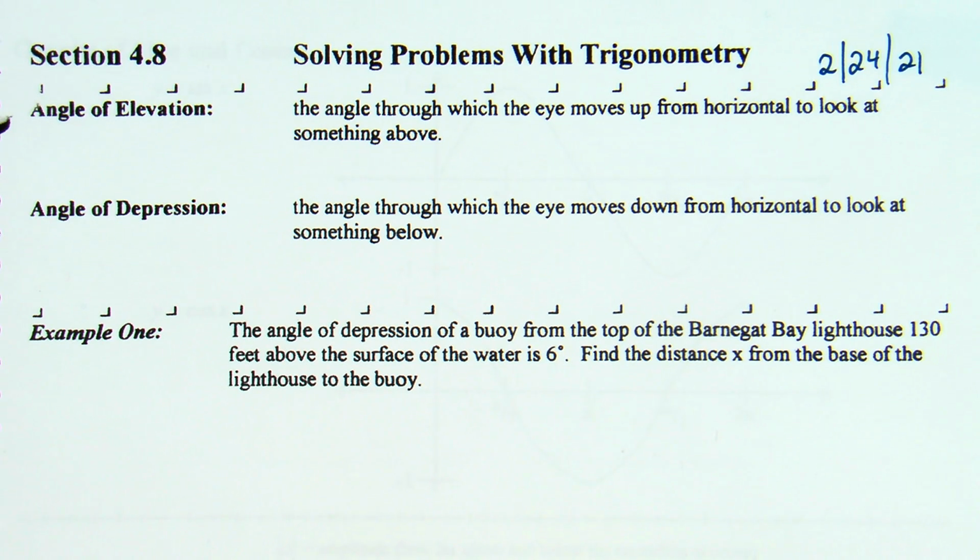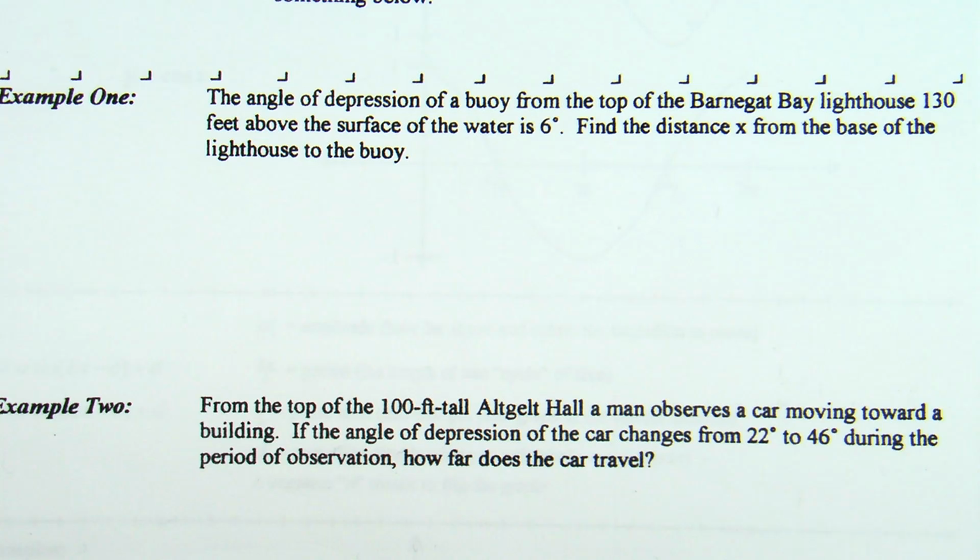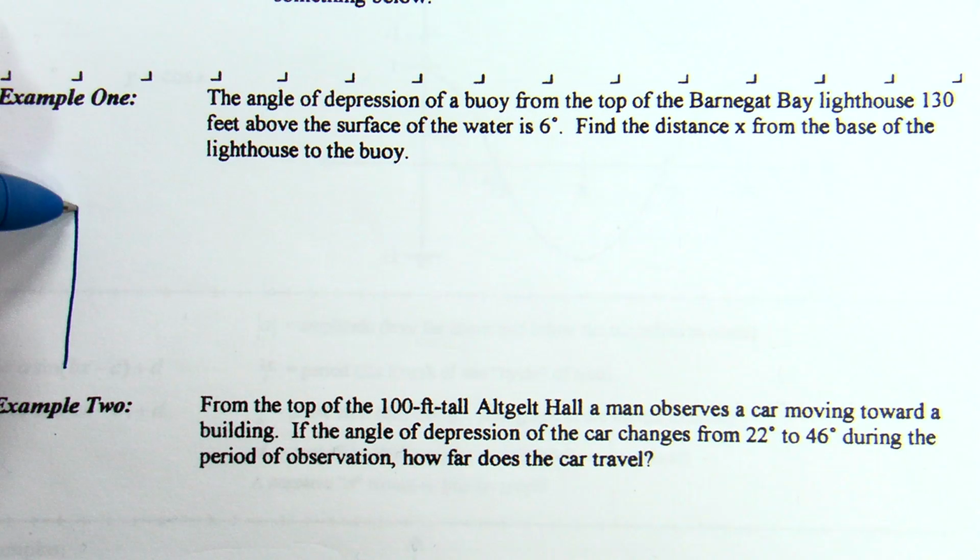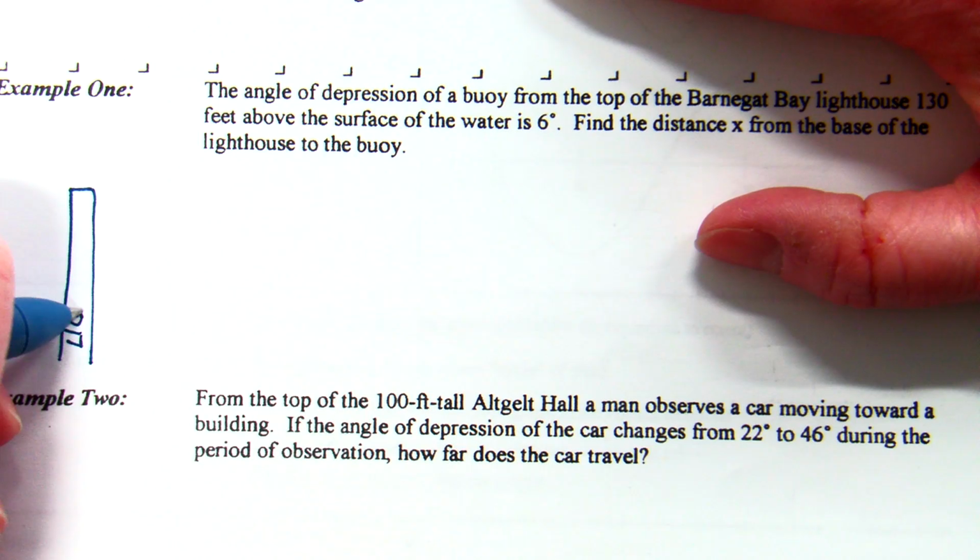Well, what am I going to start with? A picture. I'm going to start with a picture. The picture can be fancy. It can be pretty simple. Okay, so we have Barnegat Bay Lighthouse. Well, I am not an artist, nor will I ever claim to be. My lighthouse is going to be the same thing I draw for a building. You can make your lighthouse a straight vertical line if you want. I don't care how you draw it. But that is my lighthouse.